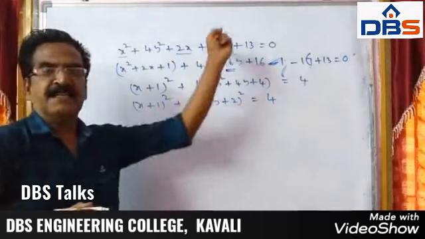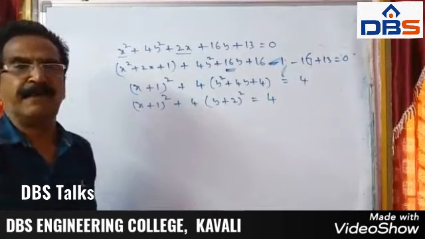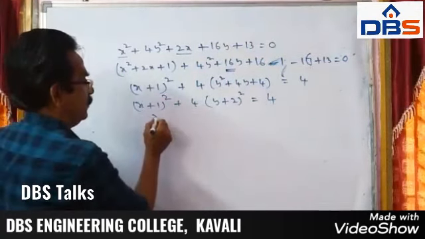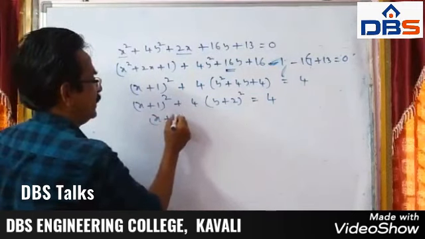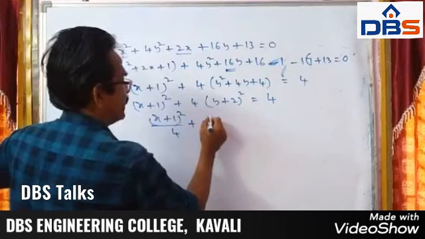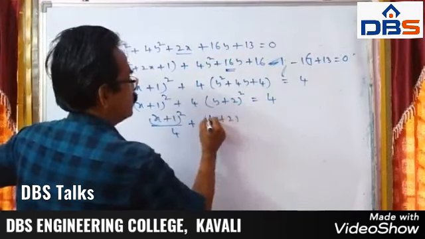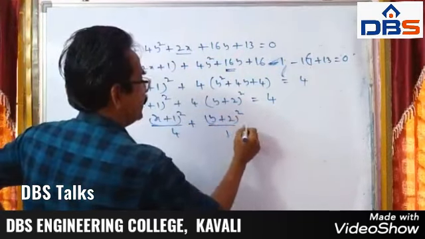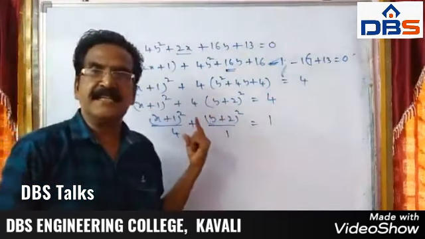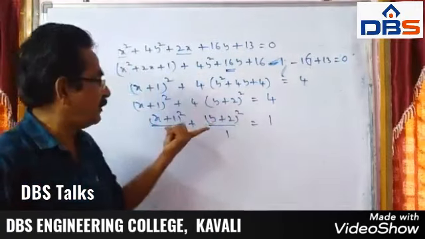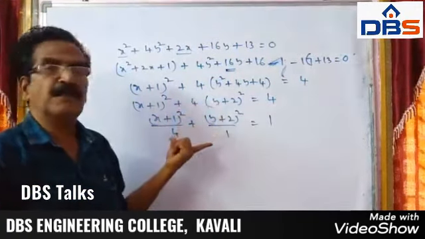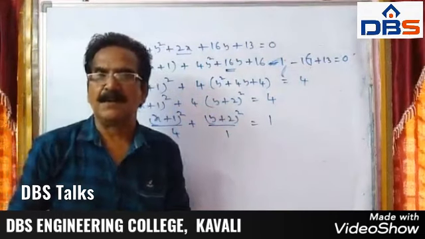So let us divide by 4. Then the equation reduces to x plus 1 whole square by 4 plus, by dividing, 4 gets cancelled, y plus 2 whole square by 1 is equal to 1. Okay friends, this is the required reduced form of the equation. So after doing this, things are normal.